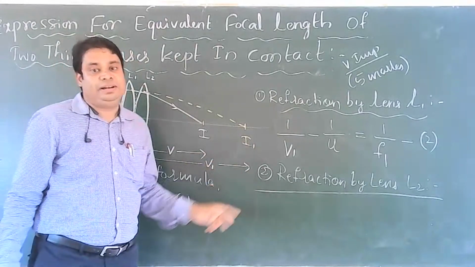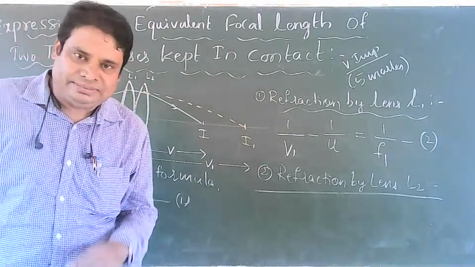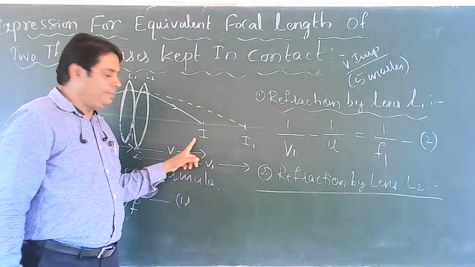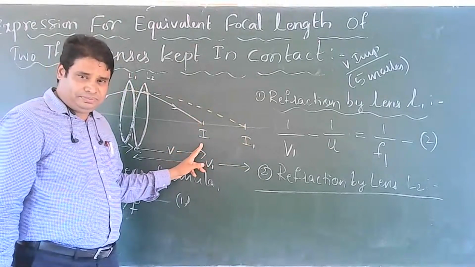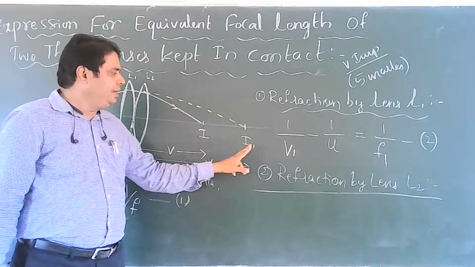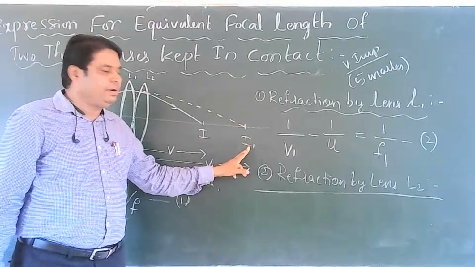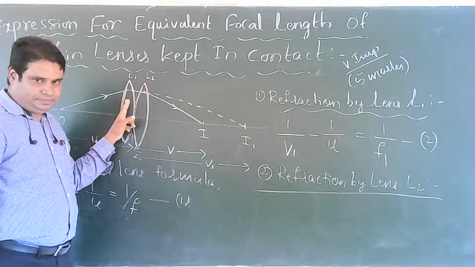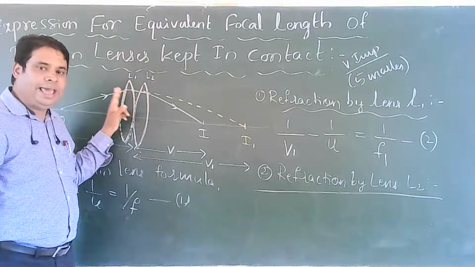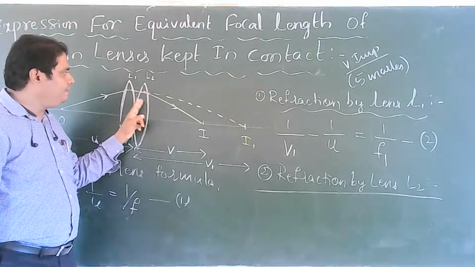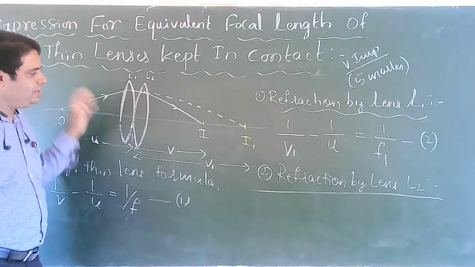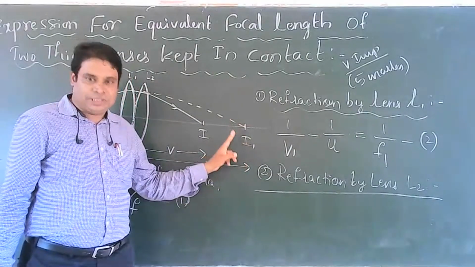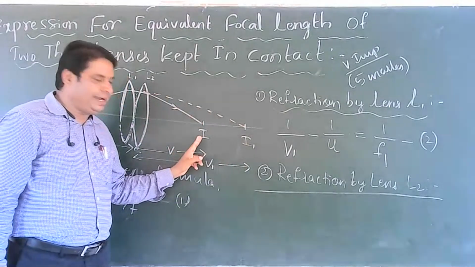Remember, in this case, your I1 acts as a virtual object. I is a real image formed at I. Let me repeat. In the absence of L1, for refraction to L2, what we have to imagine? We have to consider I1 as a virtual object. This virtual object produces image at I.